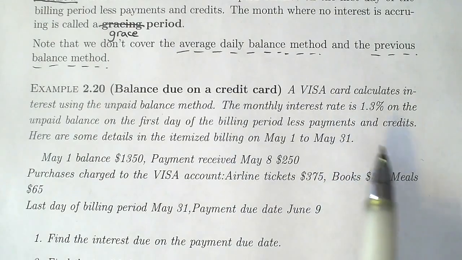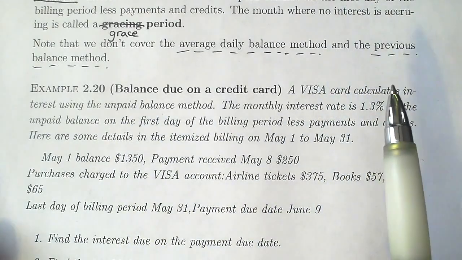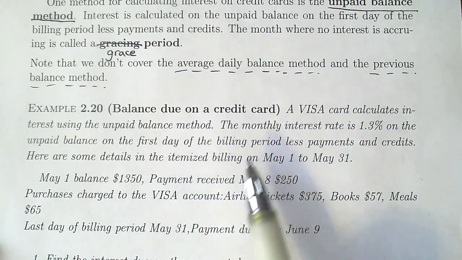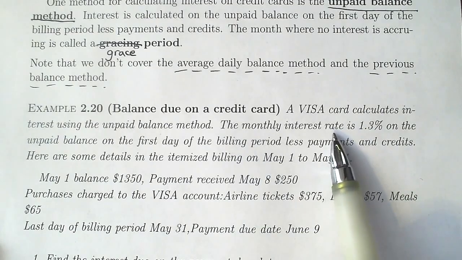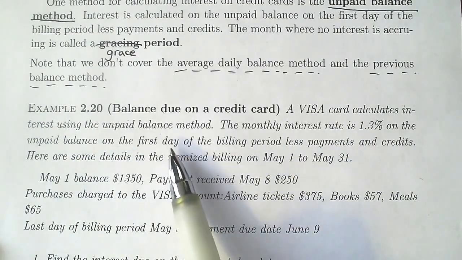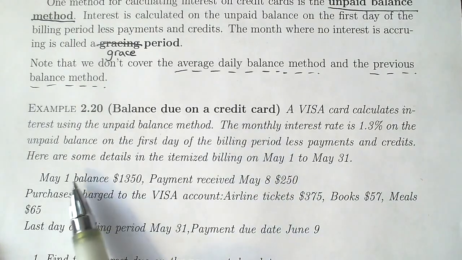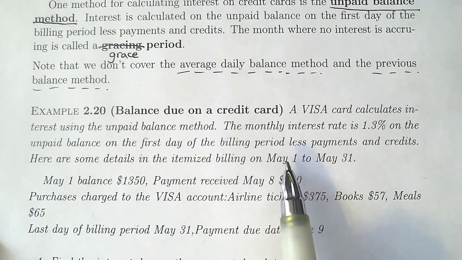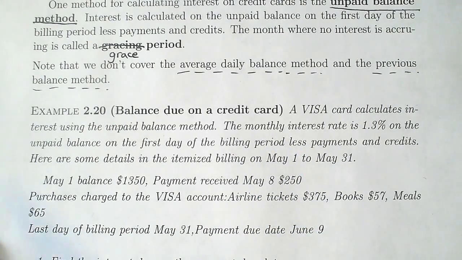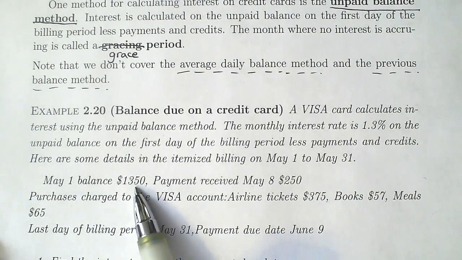Our first example has a credit card that calculates interest using the unpaid balance method. That's what we underlined up above, said we're going to use that. The monthly interest rate is given, on the unpaid balance on the first day of the billing period, less the payments and credits. Here are some details. We're given a 1 month period. This is how a lot of these problems are structured, it'll give us all the details for a 1 month period. So on May 1st, the balance was $1,350.